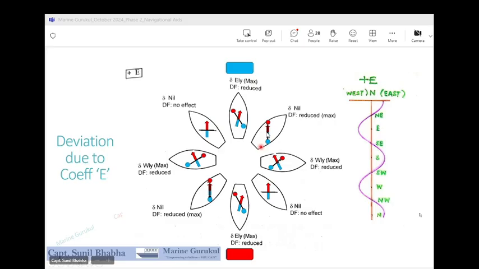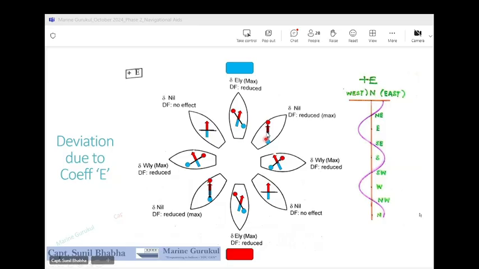Now let's take the ship on an easterly heading. With the vessel on an easterly heading, we can see that this structure is now partially aligned with the magnetic field of the earth. So the poles generated are of partial power, but these poles are at a 45-degree angle. This is where maximum deviation is generated by these poles. So on the easterly heading, you see maximum deviation is generated.